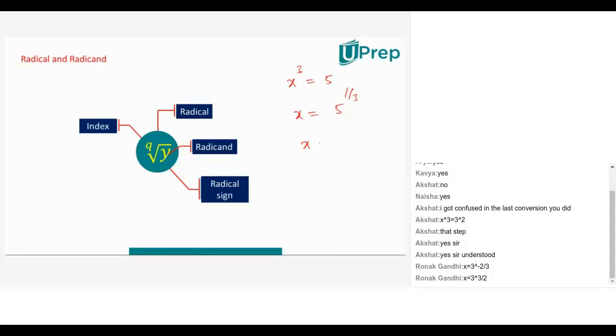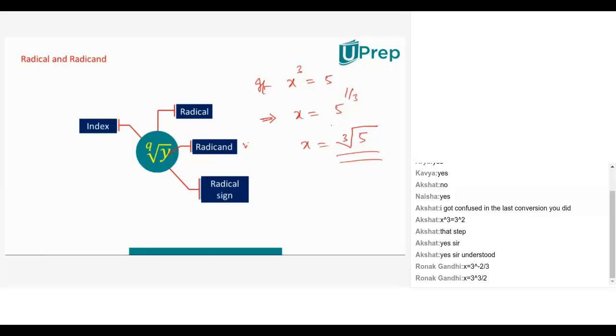Now the same thing can be written as x is equal to cube root of 5. We say cube root of 5 or third root of 5. That's how we say it. x to the power of 3 is equal to 5. Therefore, x is equal to 5 to the power of 1 by 3. I hope everyone understands the second step, right? If x cube is equal to 5, that will imply that x is equal to 5 to the power of 1 by 3. That is, x is nothing but the cube root of 5. So this particular piece is of the form q root of y. Another way of saying it is q root of 5.